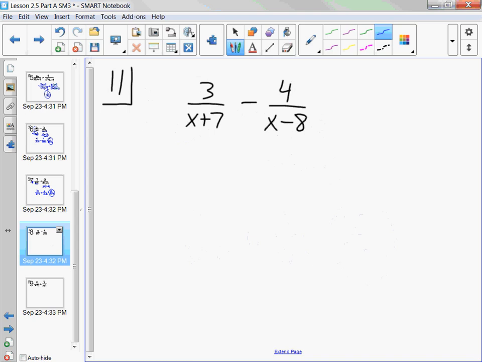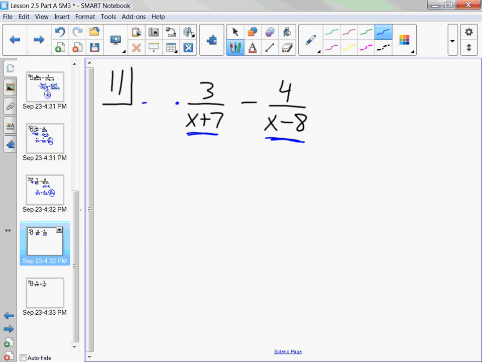Okay, problem number 11. I have 3 over x plus 7 minus 4 over x minus 8. These are both factored, x plus 7 and x minus 8. So the common denominator is obtained by multiplying the two denominators together. So x plus 7 times x minus 8.